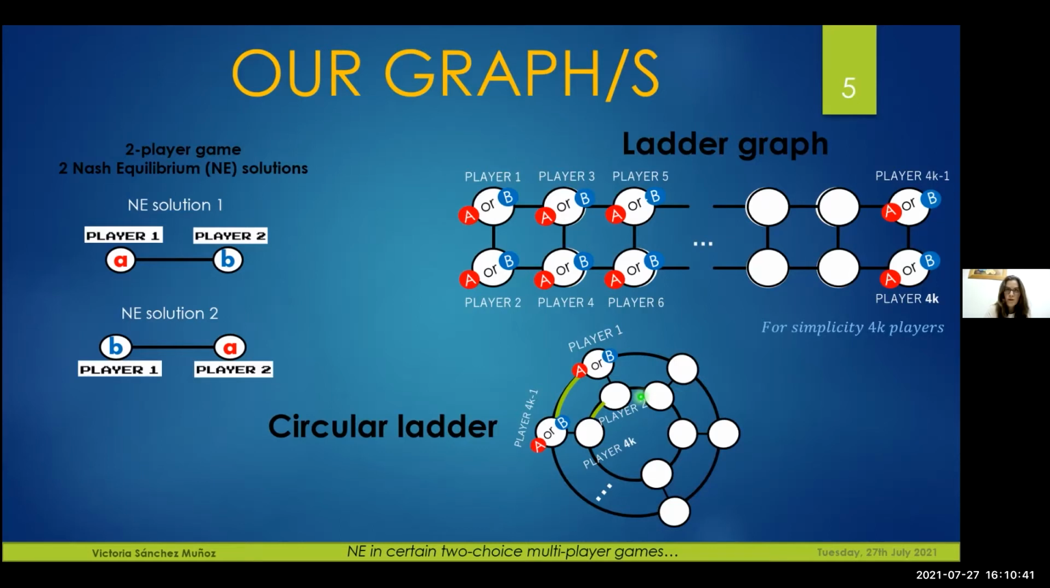So what do we want? In this case, we want to count the number of Nash equilibria as a function of the number of players. And every Nash equilibrium will look like a string of A's and B's for each player. So that's what we want.